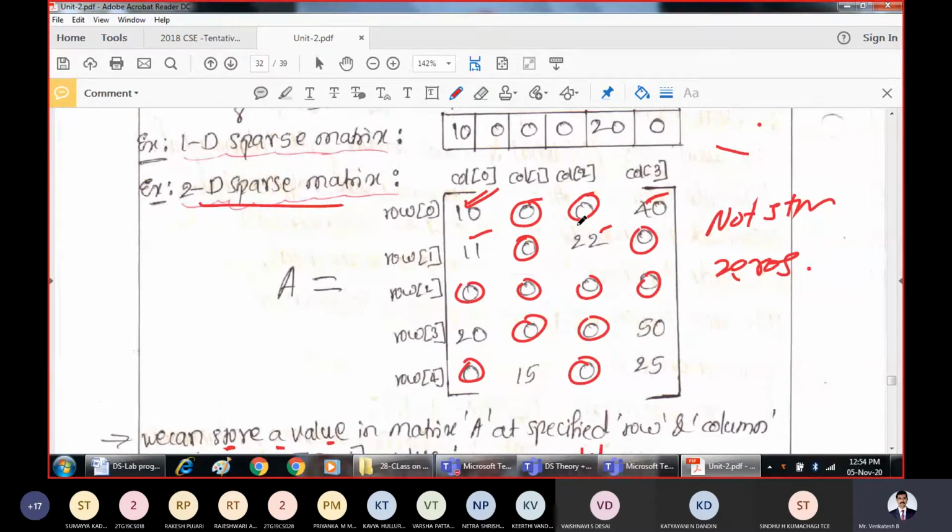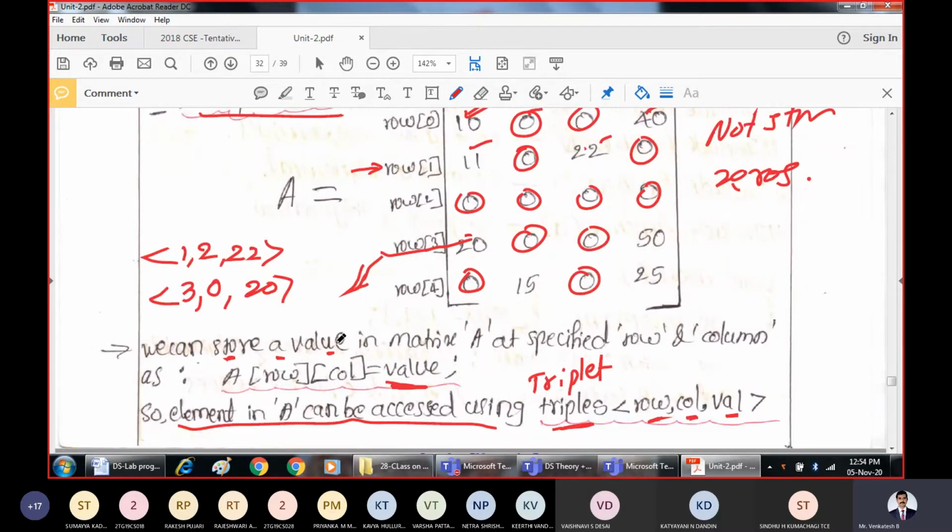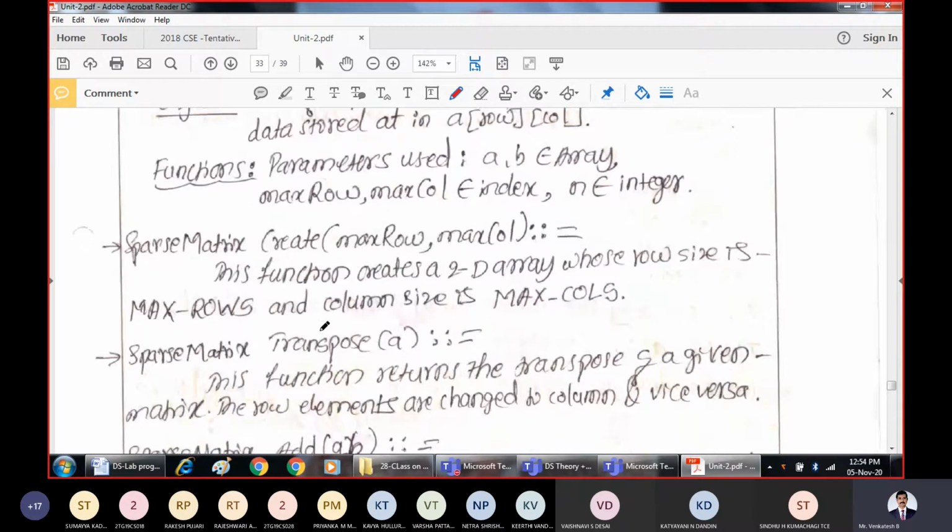Say for example, if you want to identify 22, where is 22 stored? 22 is stored in row number 1, column number 2, and its value is 22. Similarly, how do we represent other elements, say 50, say 20? How do you represent 20? Where is 20 present? It is present in row number 3, column number 0, and its actual value is 20. So that is a simple representation of the sparse matrix, the triplet representation.